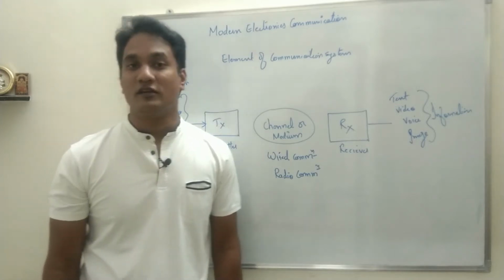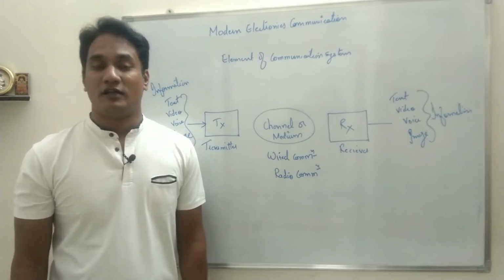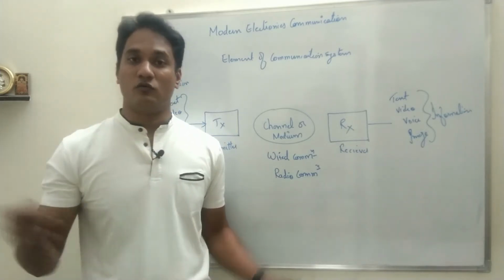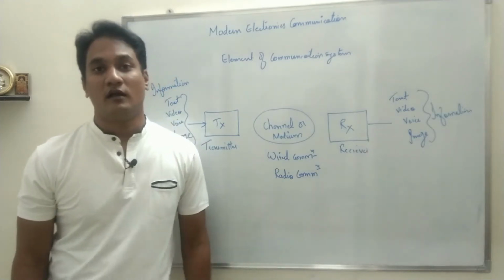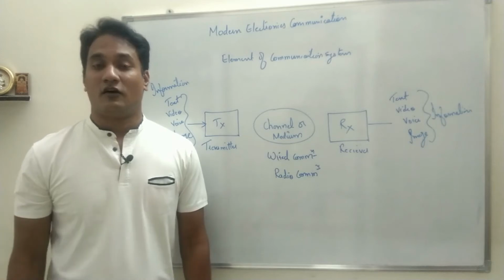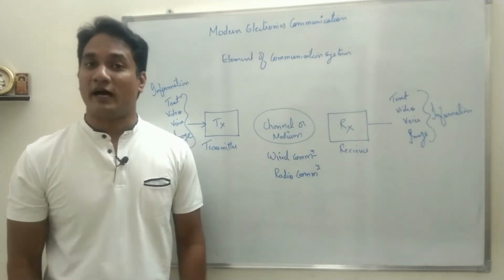Whereas wired communication, a very good example of this is your cable TV. In cable TV, the information is transmitted from the cable service provider to your home through a wire, a coaxial cable. So that is wired communication. Telephone lines, the landline, all these communications are done by information transmitted through a wire.